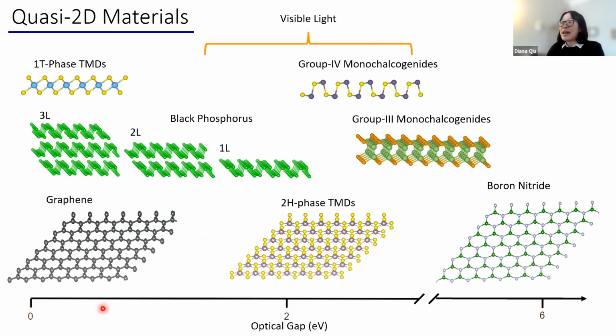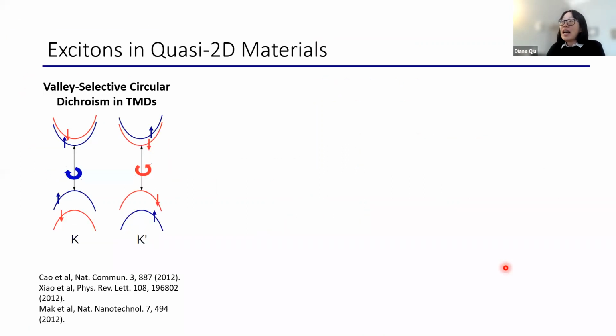And their properties range from semi-metallic graphene to semiconductors like black phosphorus, whose layer-dependent band gap spans the telecommunications spectrum, to large band gap insulators like boron nitride. And so it turns out one of the many reasons that people are so interested in these 2D materials is because they exhibit very interesting optical properties.